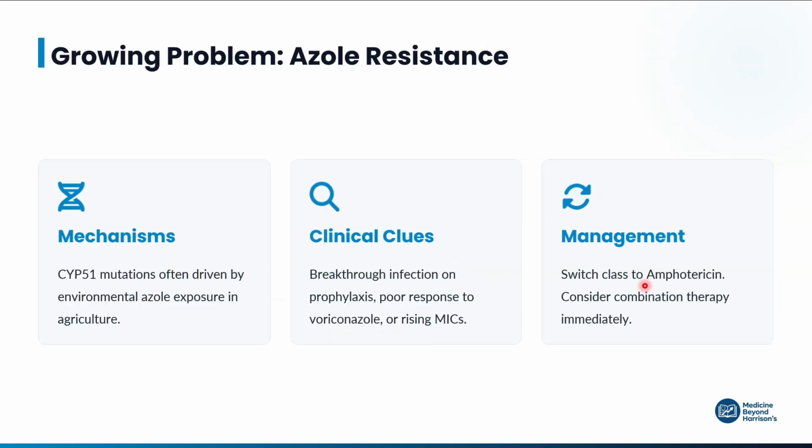So why is there azole resistance these days? It is a growing problem, with cytochrome P51 mutations often driven by environmental azole exposure in agriculture. In breakthrough infections and prophylaxis failures, poor response to voriconazole or rising MIC, the management is a class switch to amphotericin, and consider combination therapy immediately. So in all these cases, switch to amphotericin.